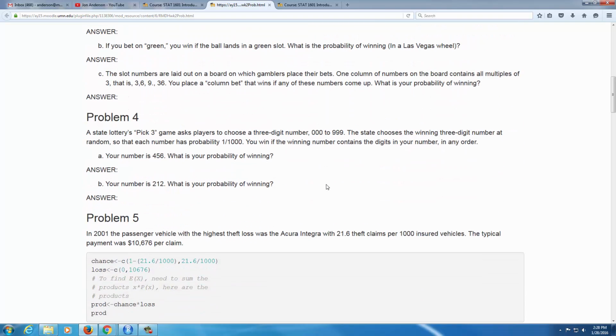In problem 4, you need to find the total number of ways that you can arrange the digits 4, 5, and 6, and find out how many arrangements that is, because that's the number of ways you can win, and then divide that number by 1,000 arrangements, because there's 1,000 arrangements of 3 digits. So it should be the number of ways you win divided by the possible number, which is 1,000. Do the same thing on part B.